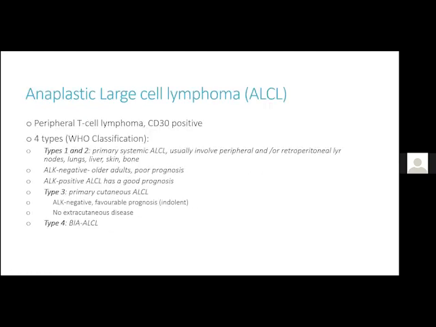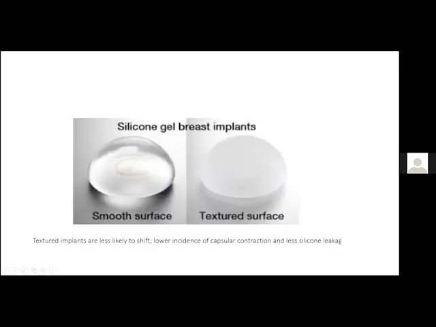This outlines the WHO classification of peripheral T-cell lymphomas that are CD30 positive, and type 4 is the newly added BIA-ALCL, which is ALK negative. This shows you the difference in appearance between the textured device, which has a rough texture rather like Velcro, compared to the smooth surface devices. These were developed because of improvement to the cosmesis of the implants, lower incidence of capsular contraction. They tend to stay in place and have less silicone leakage with the textured devices.